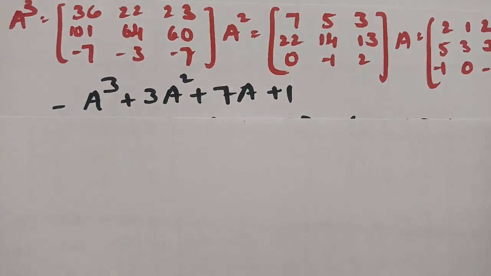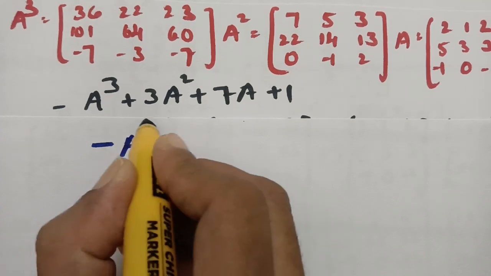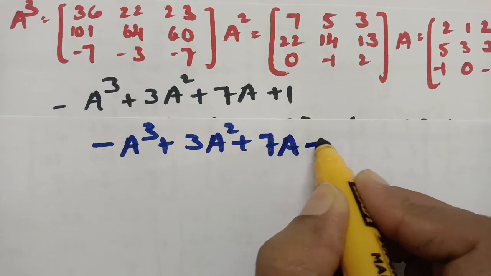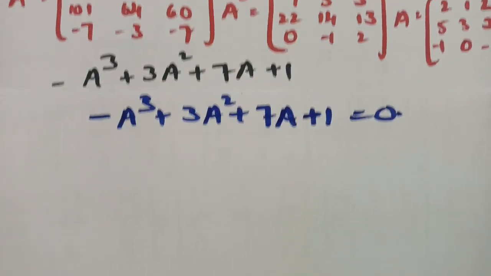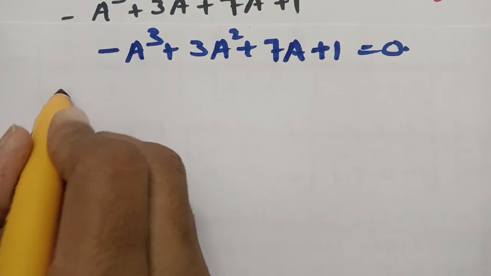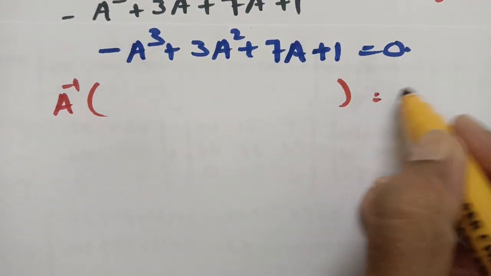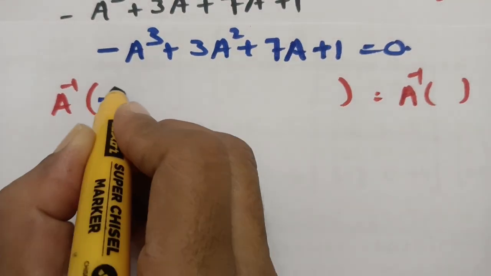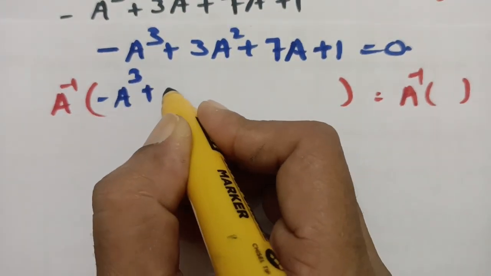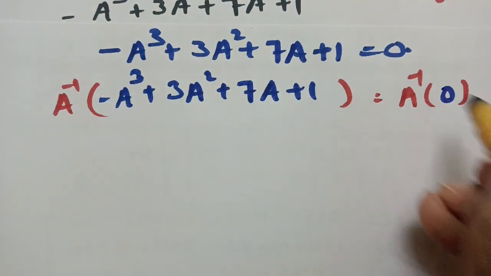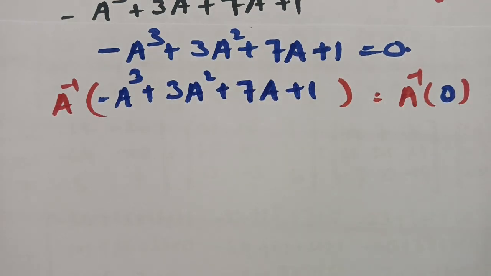See here. In this equation we got minus A cube plus 3A square plus 7A plus 1 as 0. So here, from this Cayley-Hamilton theorem, we have to multiply on both sides with A inverse. So if I multiply with A inverse on both sides, this will be minus A cube plus 3A square plus 7A plus 1, and here this is 0. So from both sides I've multiplied with A inverse.